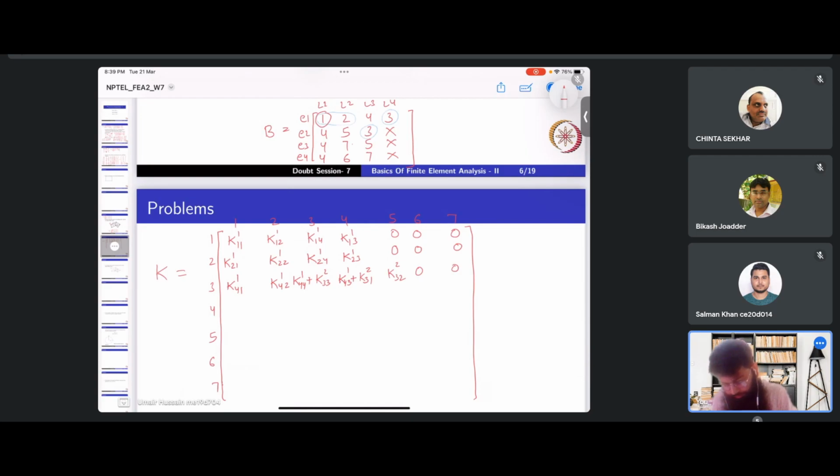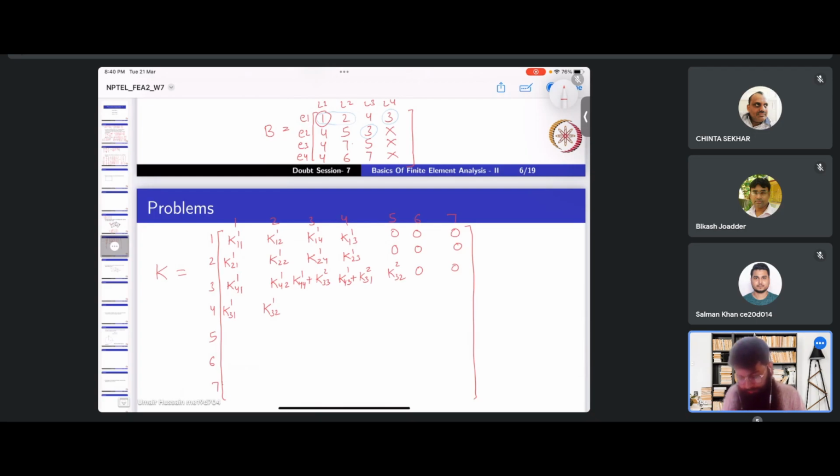So first of all, K41. 4 and 1 are connected only in element 1, so its contribution comes from element 1, and 4 is local node 3, and 1 is local node 1, K31 of element 1. And 2 is also only in element 1, so 42's contribution comes from only element 1. For element 1, 4 is local node 3, 2 is local node 2.